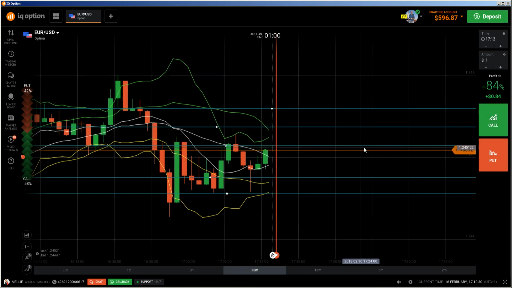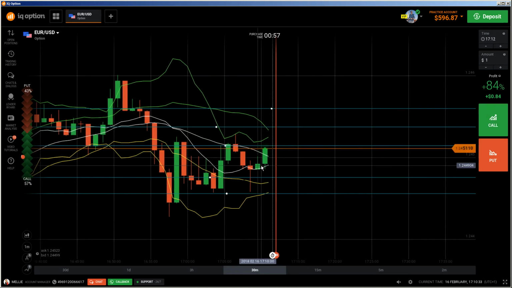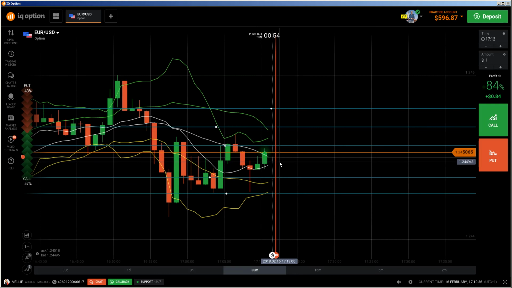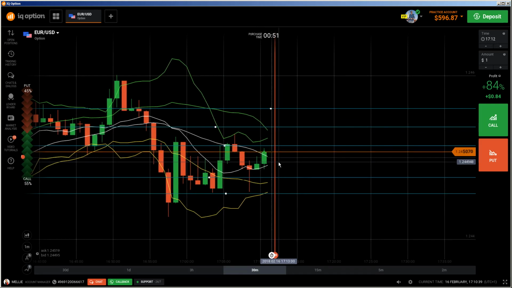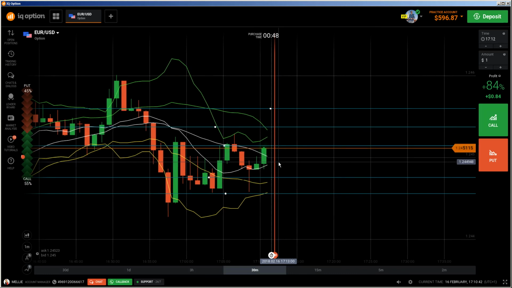There is nothing to do. It was too risky because I want some entry point here below this level, yes. So I had done it, but this was a little bit too risky. So let's see what is going on here.